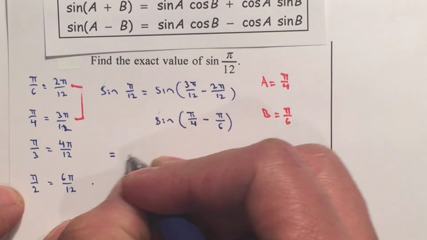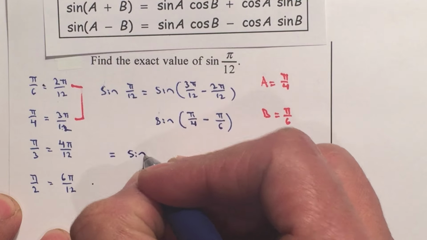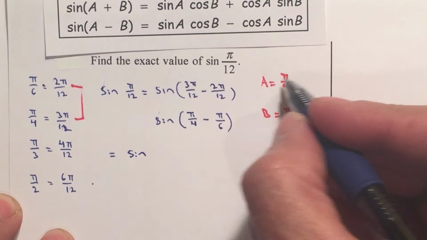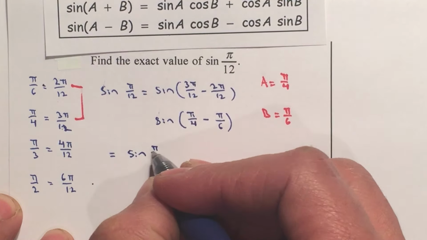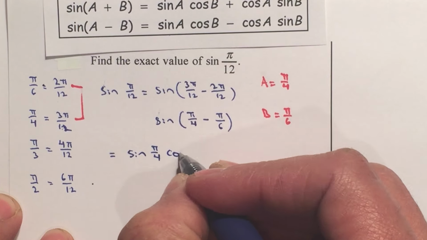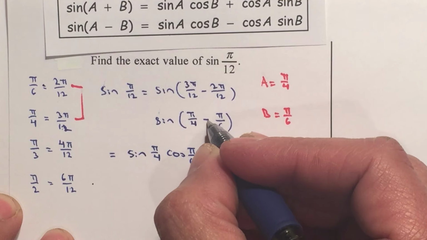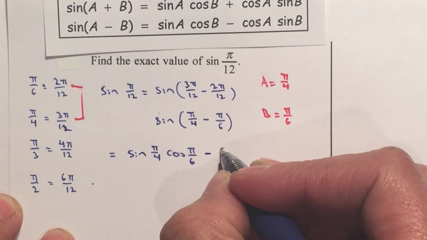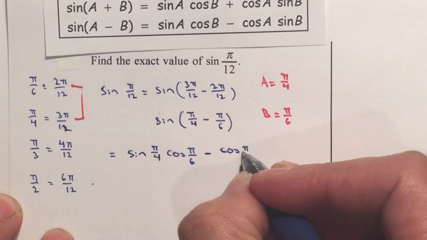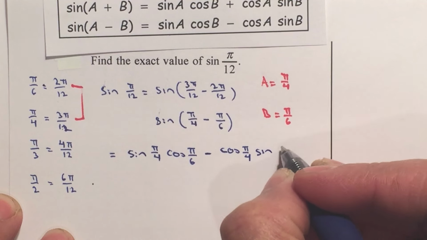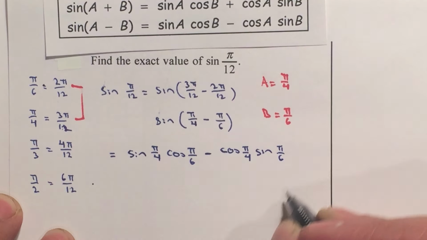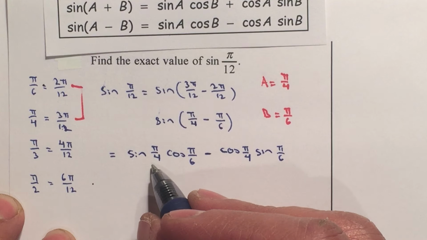So in this case, it's going to be the sine of A, which is pi over 4, cosine of B, which is pi over 6. That's the negative, so this one's a minus. Now the cosine of pi over 4 and the sine of B, which is pi over 6. And I just need to evaluate it.